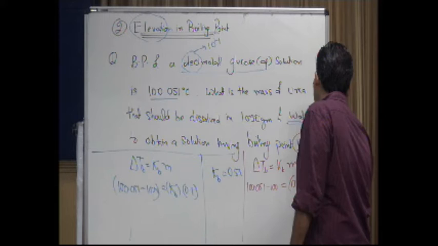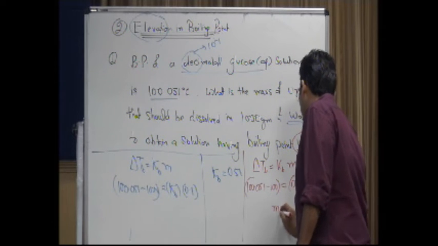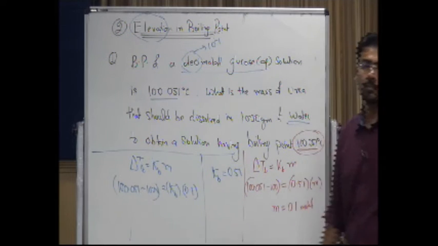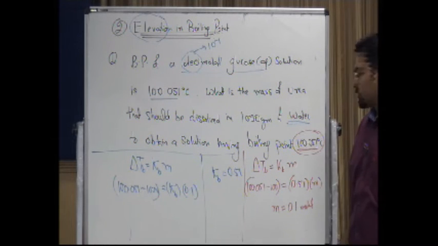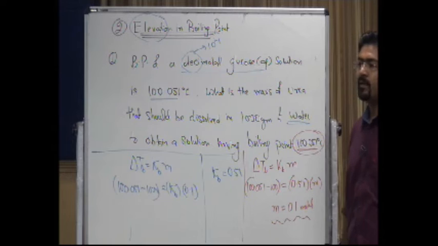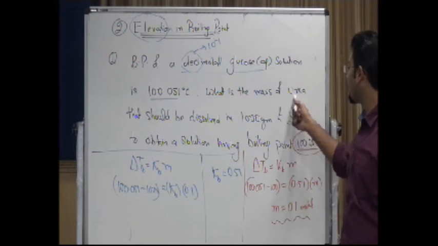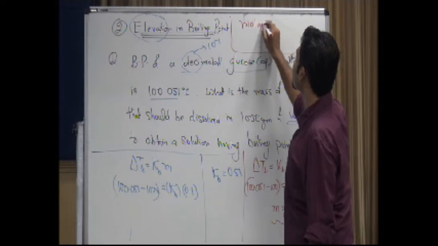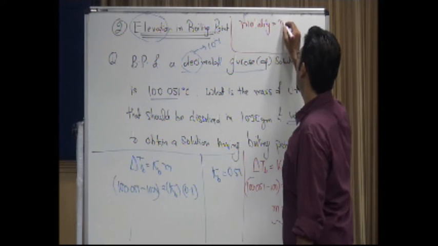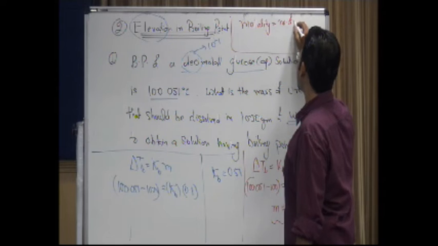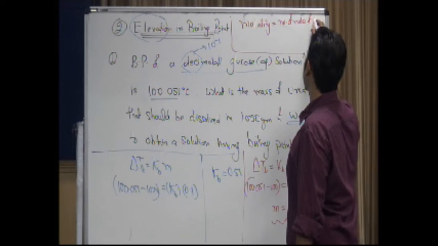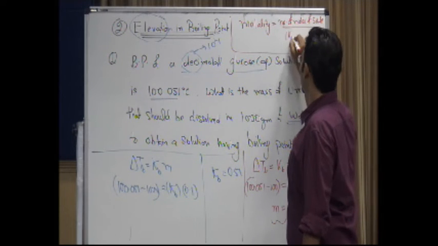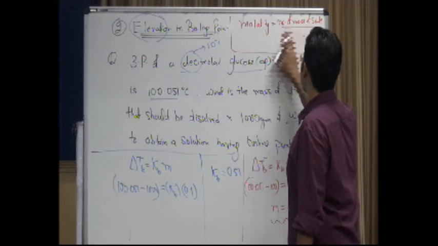I do not know the molality. This is something I'll calculate. So the molality will turn out to be 0.1 molar. So now using the formula or logic of molality, I can calculate the mass of urea. How can I calculate the mass of urea? Molality is the number of moles of solute dissolved in 1 kilogram of solvent, or mass of solvent in kilogram.